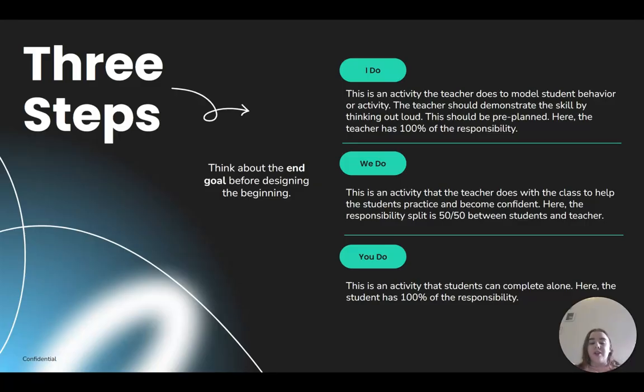And then the you do part is this is an activity that the students complete alone. Not in a group, but alone. Here, the student has 100% of the responsibility. So this part, the room got quiet. He handed out actually 2 different items. It was an Oreo and a prune, I believe. And then the students had to write down what they were thinking, what they were feeling.